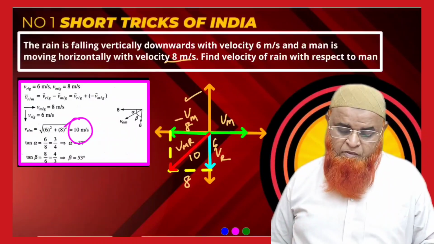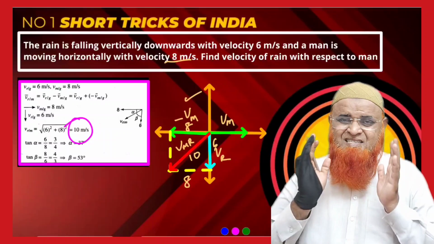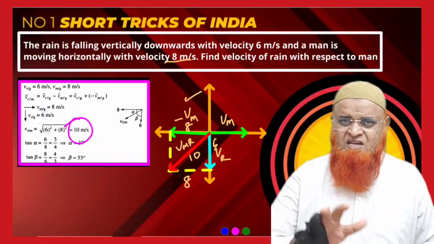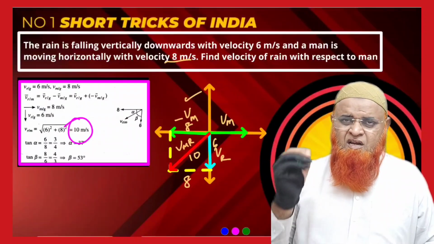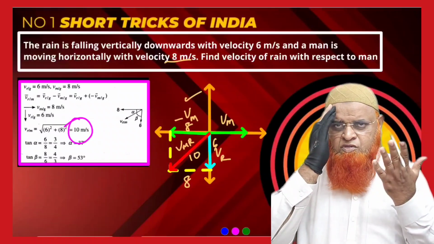Okay, let us solve the problem with common sense. Just 6 and 8 are the adjacent sides and opposite sides of a right angle triangle. The hypotenuse is going to be 10. That's it. It's a simple mathematical calculation which can be done in your brain without using this pen and paper.